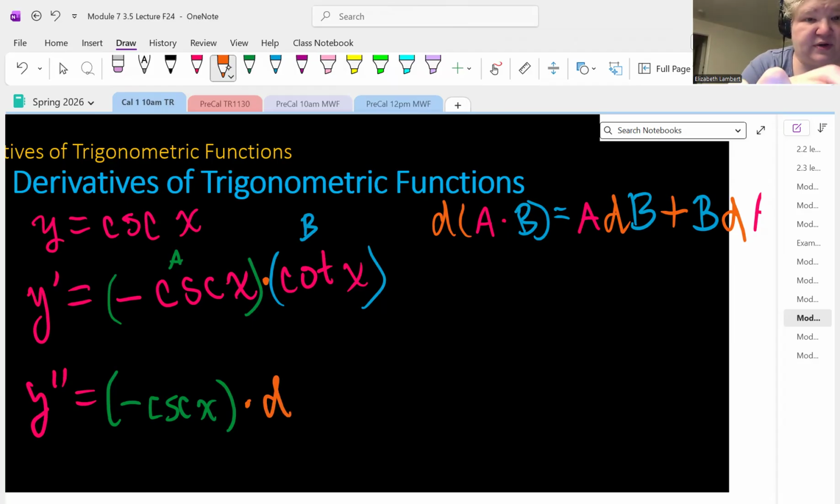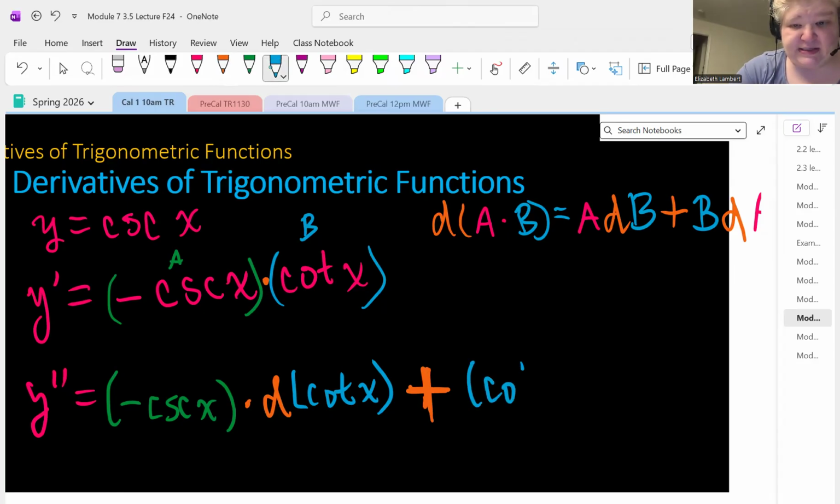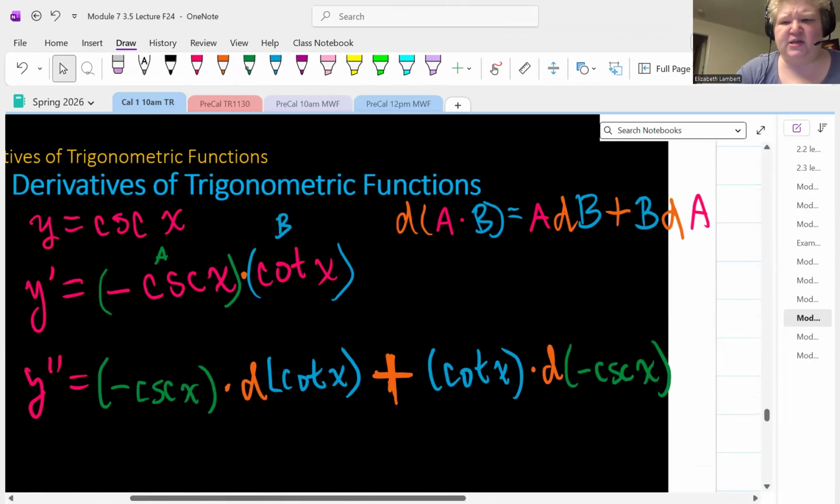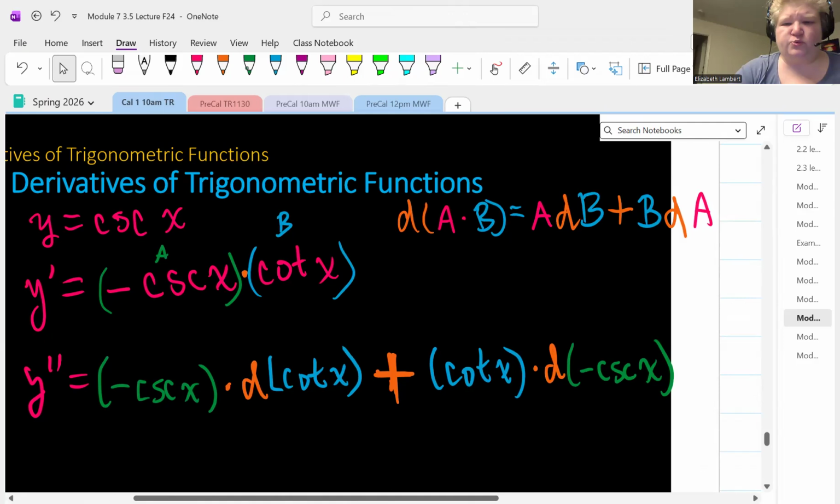times the derivative of cotangent x, plus, now I write my cotangent x times the derivative of negative cosecant x. So hopefully the colors are helping you focus on what's the structure from the product rule versus what's each of the pieces that were the product pieces being multiplied.